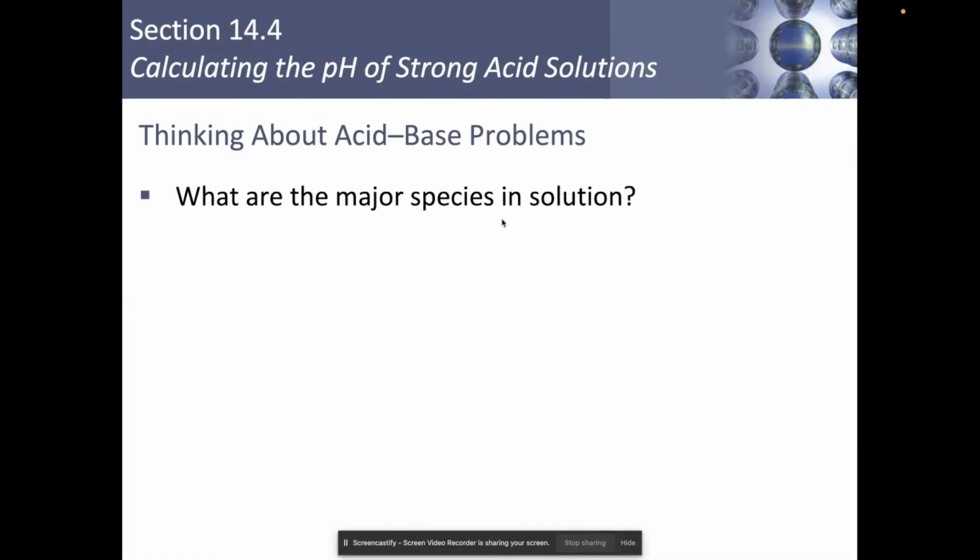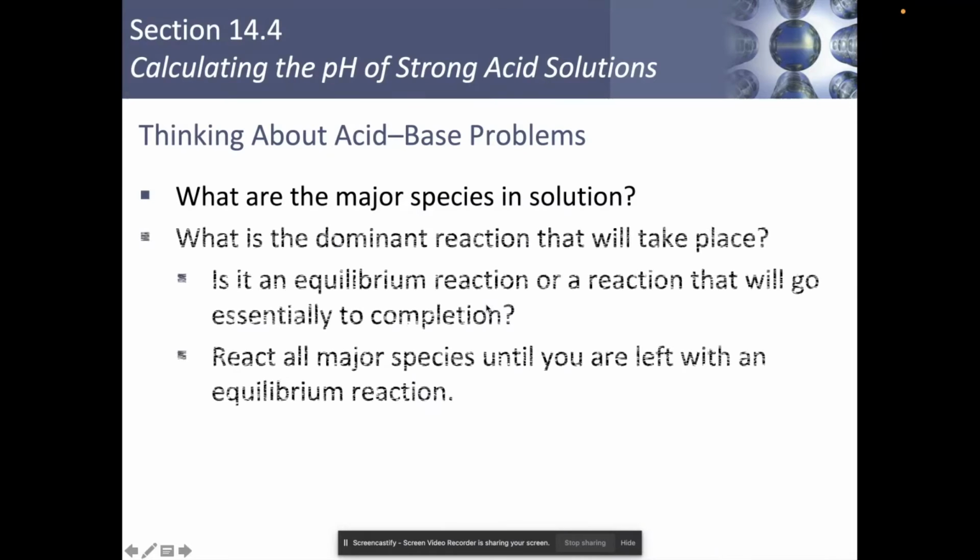So the first question is, what are the major species in your solution? In other words, reactants, products. Remember, we have our balanced equations that we always have in an acid-base reaction. And so you really have to think about, are the reactants going to be the primary species in our beaker or in our test tube or whatever we're mixing it in? Or is it going to be our products, or is it going to be a mixture of both?